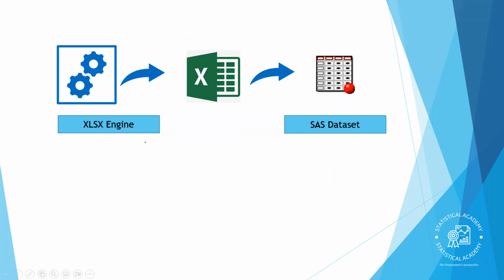You can use the ExcelSX library engine to read and write Excel data directly. But you may prefer to import a copy of your Excel data as a SAS dataset. You can use the PROC import procedure to accomplish this. Let us look at the Excel file first.